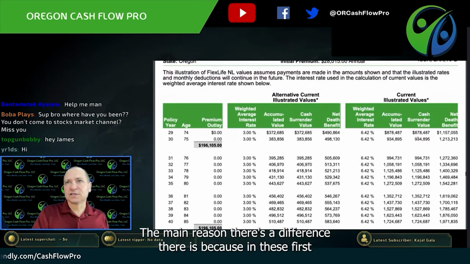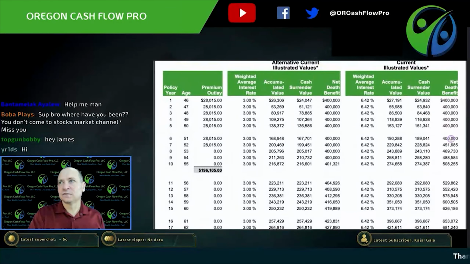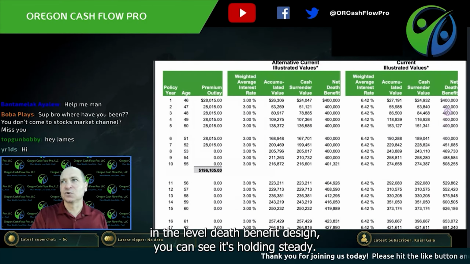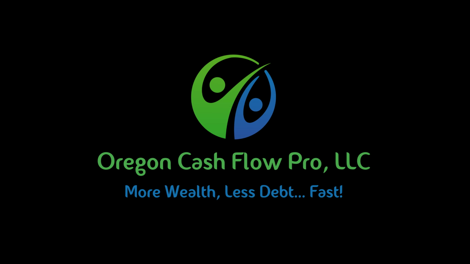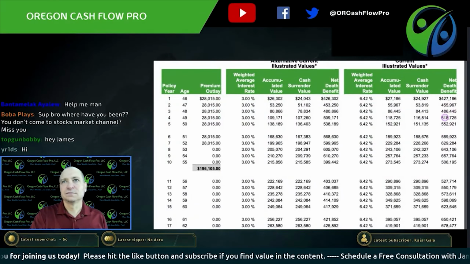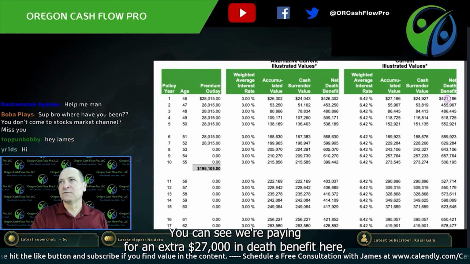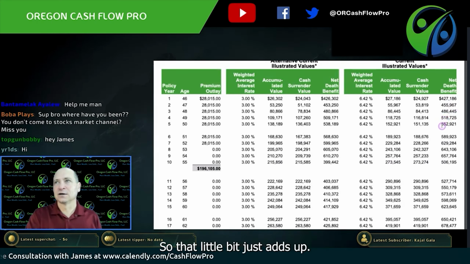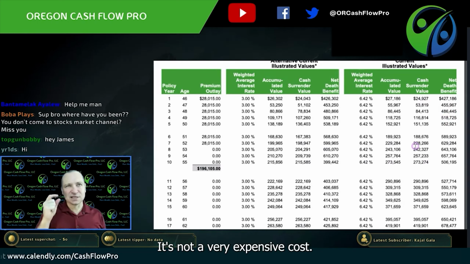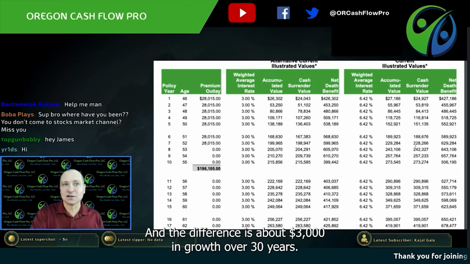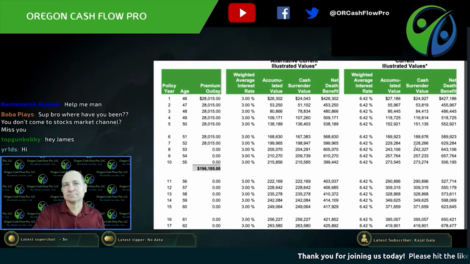The main reason there's a difference there is because in these first few years, you're paying for less death benefit in the level death benefit design. You can see it's holding steady. We're paying for just a little tiny bit more death benefit throughout these 7 years. You can see we're paying for an extra $27,000 in death benefit here, an extra $55,000 here, an extra $86,000 here, an extra $118,000 here. So that little bit just adds up. It's not a very expensive cost. It's a little bit, and the difference is about $3,000 in growth over 30 years.